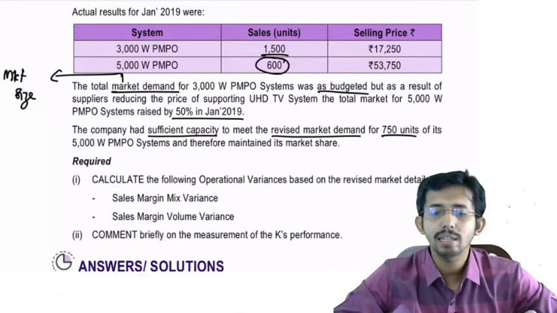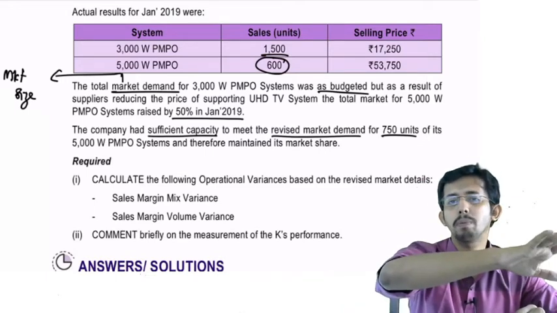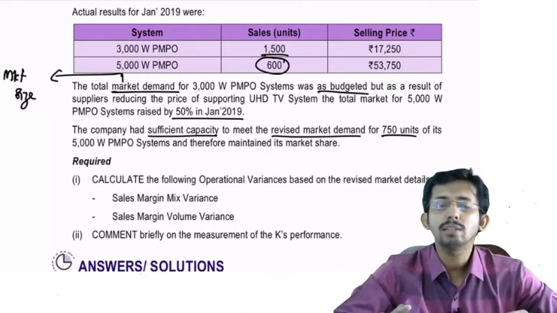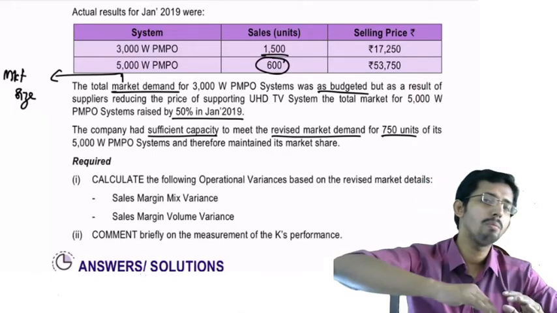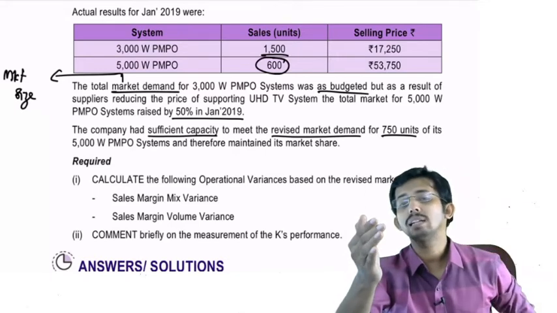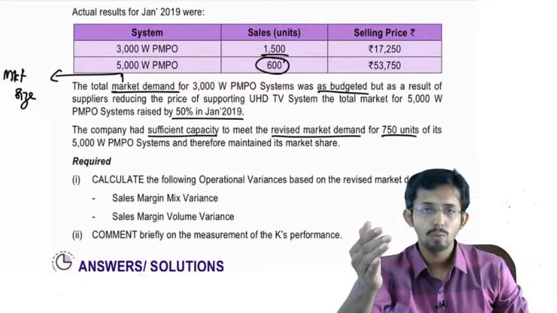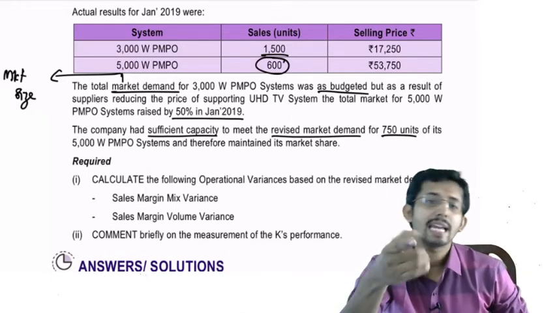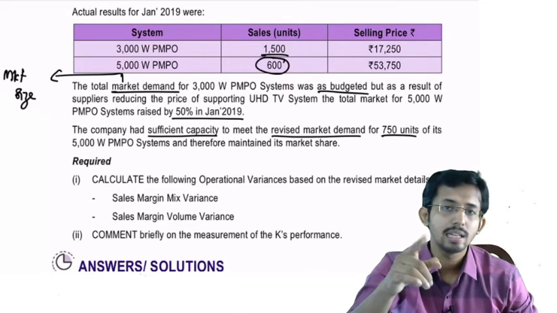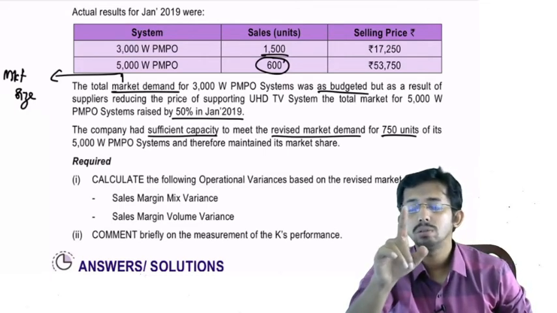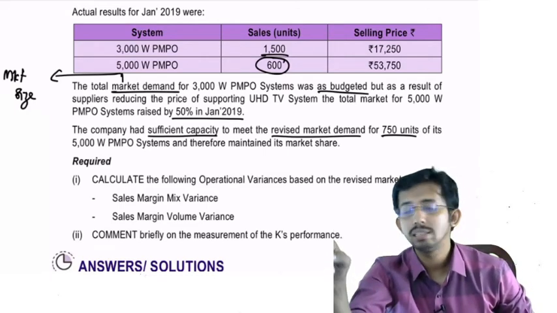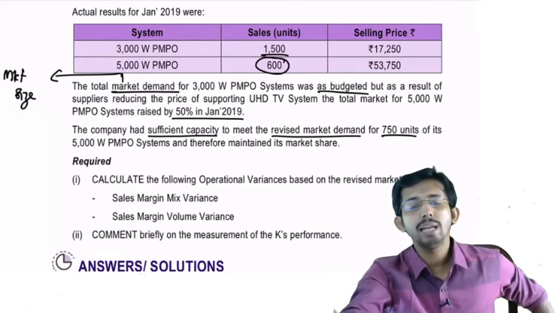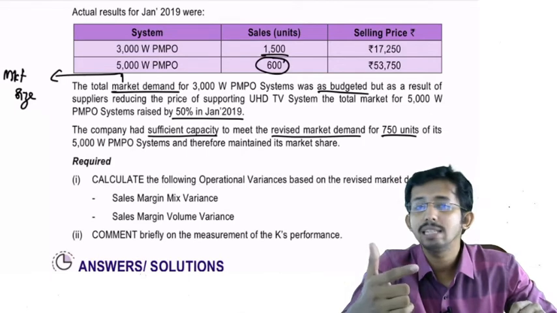Why revised market demand? Because the original budget was prepared with some market size. Now in actual, what happened? The market size grew by how much? 50%. So when the market size grew by 50%, what do you have to do? You have to revise the original budget. Am I right? Because any change in the market size is not something which is in the control of whom? The sales manager. Whether it is an increase or decrease, you can't blame whom? The sales manager, for any change in the market size.